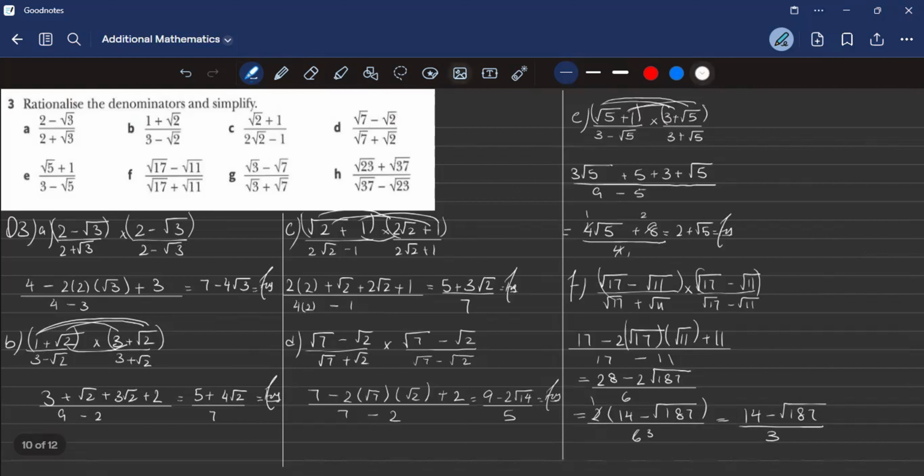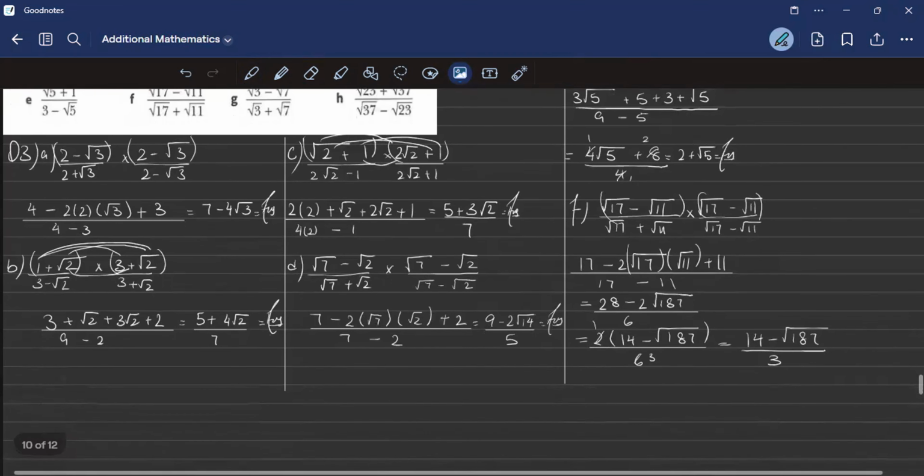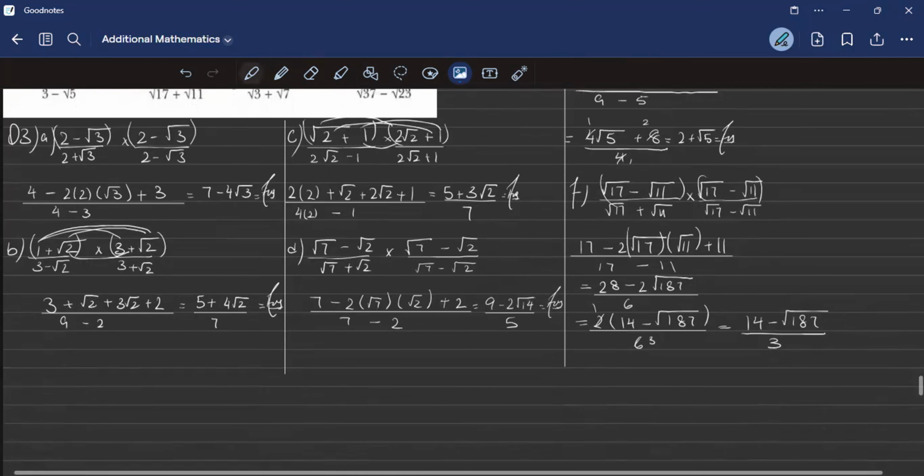Let me just proceed on to part G. Let's make a partition first.